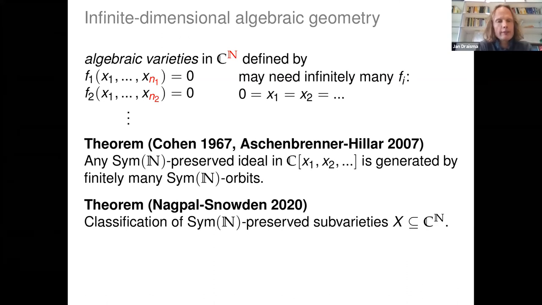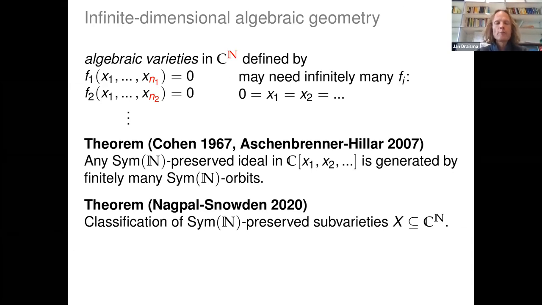Right, now, quite recently, Rohit Nagpal and Andrew Snowden classified all Sym-N preserved subvarieties X in C^N, and they showed, among other things, that if X is not the entire space, then every point in X has only finitely many distinct coordinates. And so you can imagine that this classification somehow involves partitions of the natural numbers into finite sets. And it's of a very combinatorial nature.